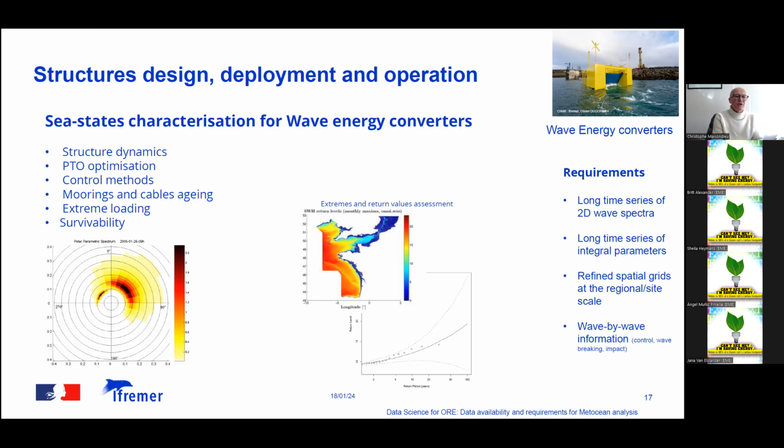This information should be available on refined spatial grids, certainly at the site scale, but also at the regional scale when we consider wave energy production and also environmental impact. And as I said, we also need wave by wave information for control, but also for the risk associated with wave breaking and impact.